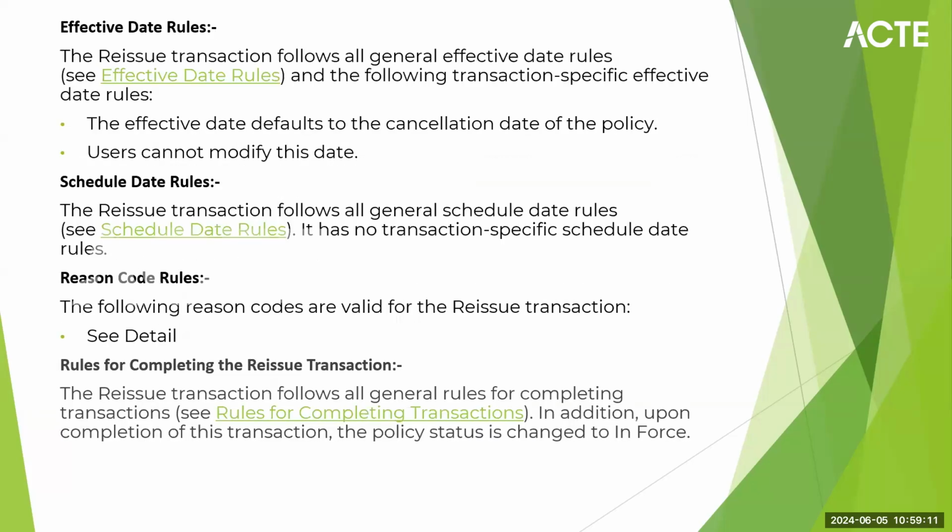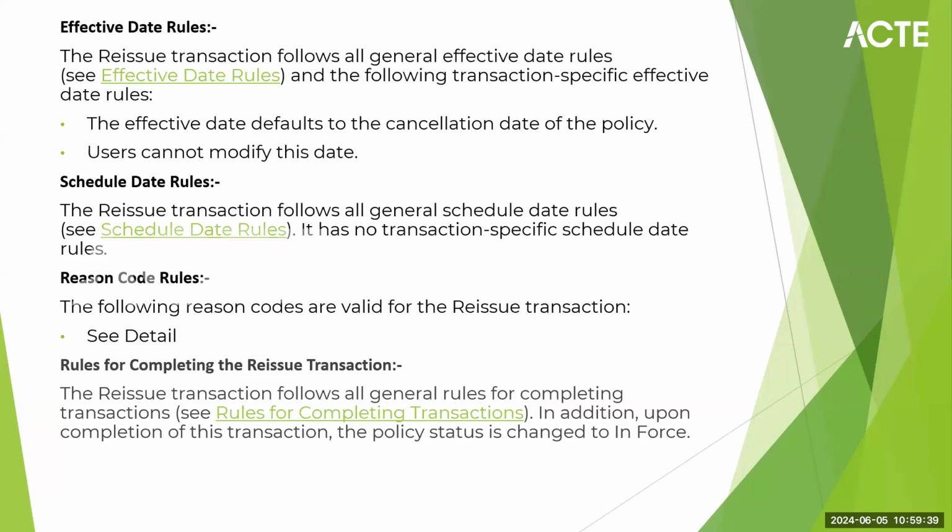The effective date rule. The effective date defaults to the cancellation date of the policy. Okay. The user cannot modify it. The previous transaction will be the cancellation, so whatever the effective date of the cancellation is, the same will be defaulted to the reissue as well. You cannot modify it. Okay. Schedule date rule. It has no specific rule. You can give whatever date you want.